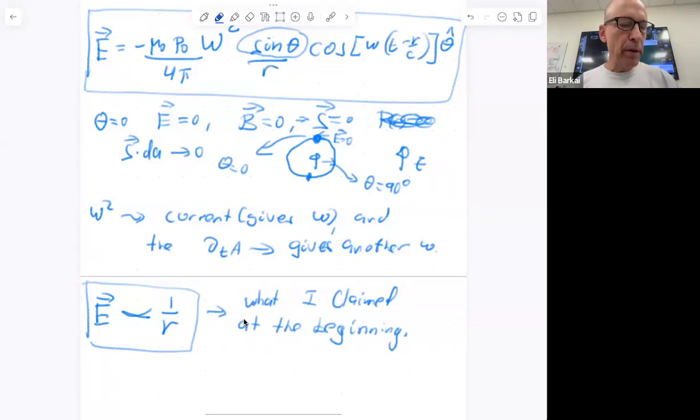Again, remember the magic. There are no charges here. A static dipole will decay like 1 over r cubed. But here we took into consideration the retarded effect, and we got this 1 over r.